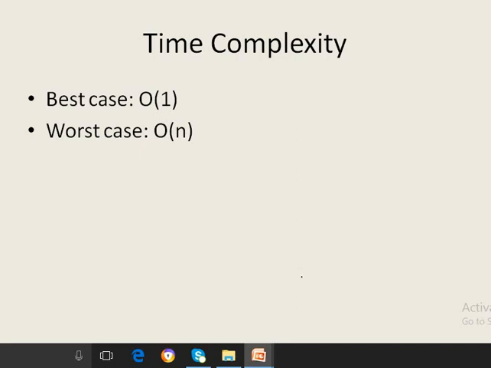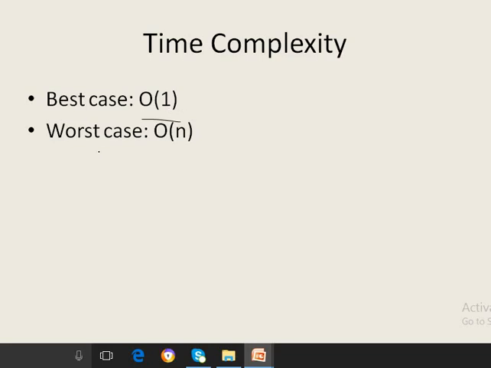So here time complexity can be considered for the best case and worst case. Best case is that the first element matches with the element to be searched. That is, we are searching for the first element in the array itself. In that case, it can be considered as the best case, and here the best case complexity will be O of 1. That is, we only have to compare the first element with the element to be searched.